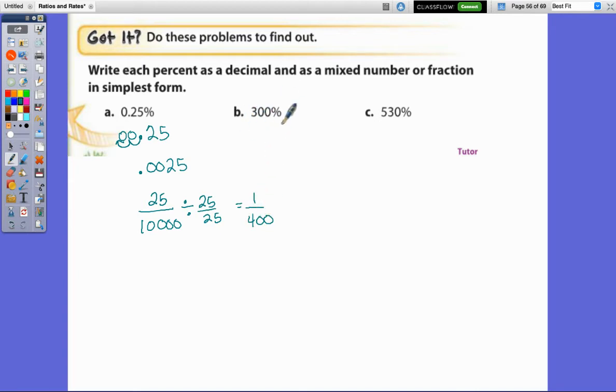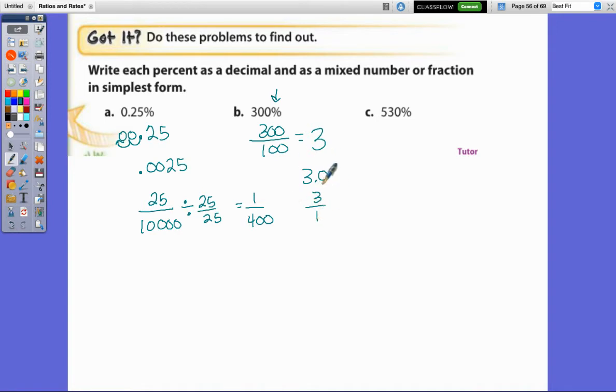Okay, let's try this one. I'm going to write it as a fraction first. 300 out of 100, because percent means out of 100. 100 goes in there 3 times. That is 3 wholes. This is my fraction and my decimal. I could write it as 3.0 or 3/1.